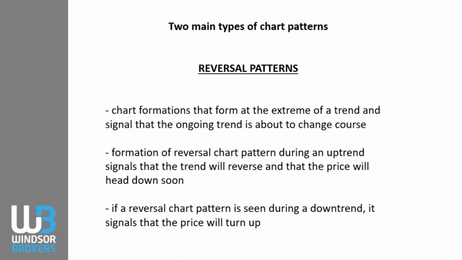There are two main types of chart patterns: reversal patterns, those that signal a change of the existing trend, and continuation patterns that signal that the existing trend will continue after a certain session of consolidation, which usually happens, and we will see it in our further chapters.